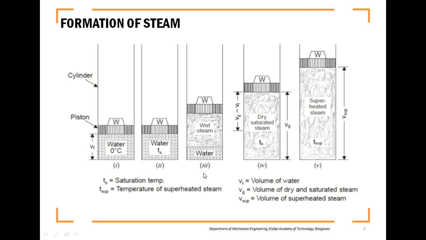To understand the formation of steam, we will have to do a small experiment, and the experiment is like this. You have to take a cylinder, and the cylinder should be fitted with a piston. Above the piston, you keep a constant weight W. Inside the cylinder there will be a piston which moves to and fro, and over the piston you are keeping a weight W.